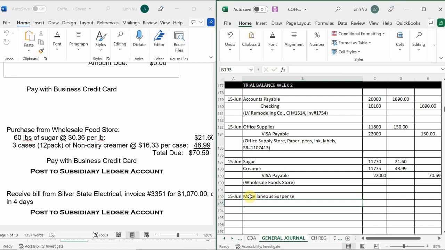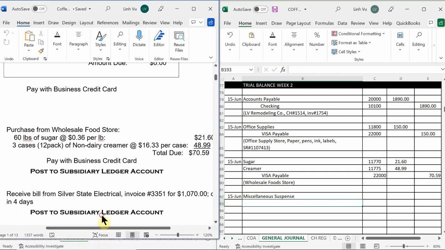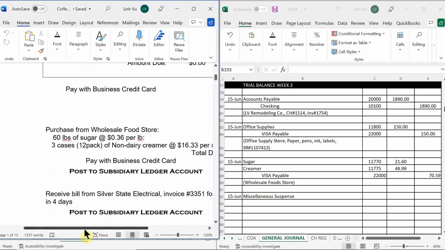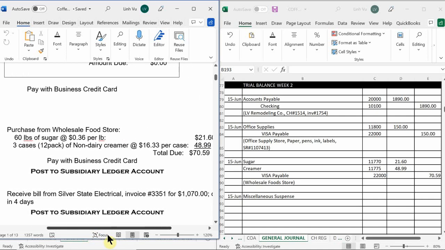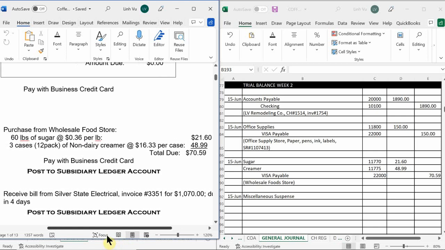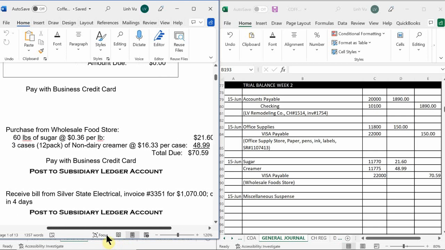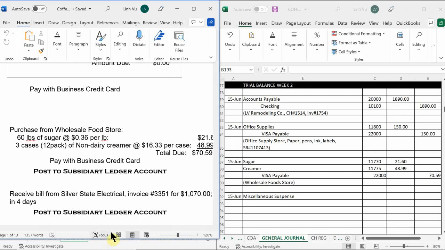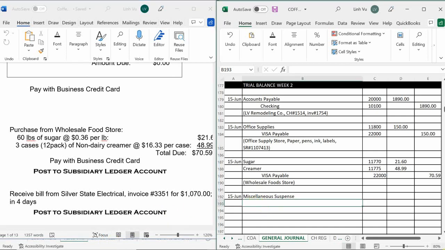Okay. And when is this bill due? It's due in 4 days, right? So in this case, $1,070 is a lot. Are you guys going to pay for it now or choose to pay it later? Accounts payable. Let's pay it later. So therefore, we're going to put it on accounts payable.